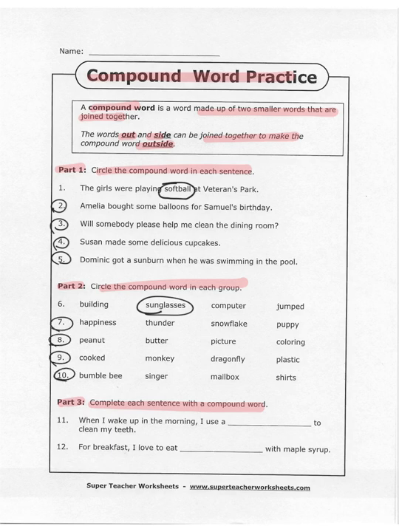And part 3 says, when I wake up in the morning, I use a blank to clean my teeth. You're going to come up with a compound word that says something that you would use to clean your teeth. And number 12, for breakfast, I love to eat blank with maple syrup. And make sure you come up with a compound word that fits that sentence and would make sense in that sentence.